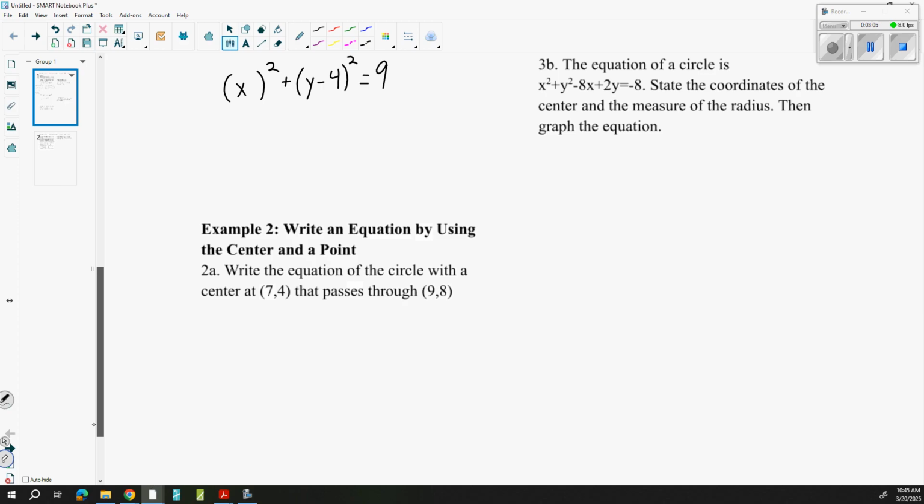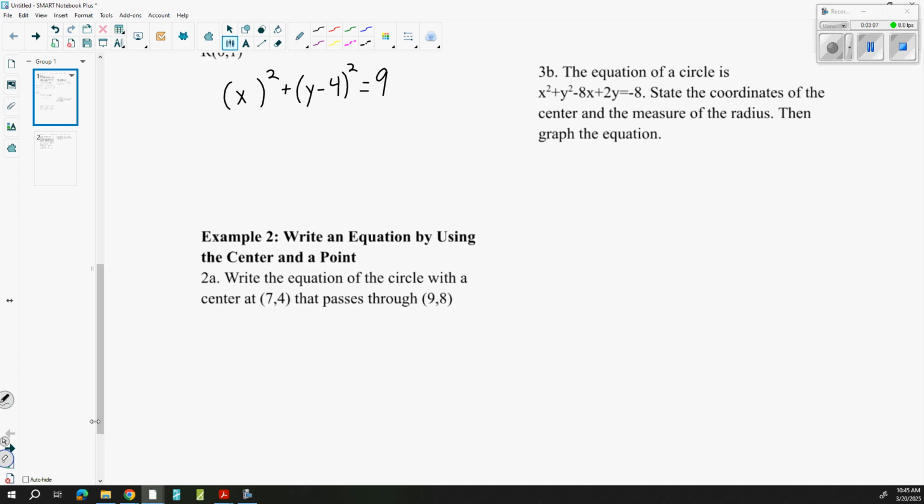Example 2, we're going to write an equation by using the center and a point. So to do that, we're going to write the equation starting with the center at 7, 4. So this is our h, this is our k. That passes through 9, 8. So that means that 9, 8 is on the edge of our circle. So we need to find the distance from 7, 4 to 9, 8.